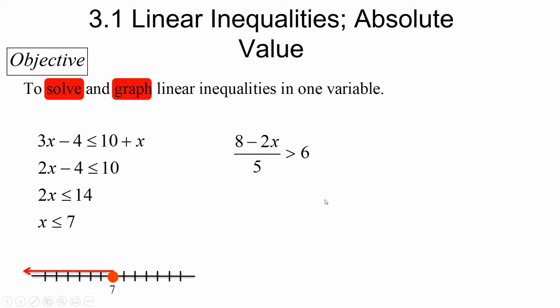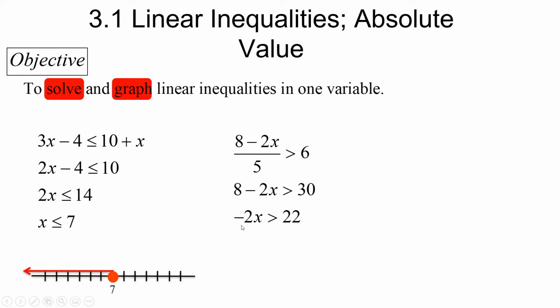Let's practice one more. So (8 minus 2x) divided by 5 is greater than 6. So first thing we would do is get rid of this divisor. So let's multiply both sides by 5. So 8 minus 2x is greater than 5 times 6, 30. Now, a couple routes you could go, but I want to keep this a negative to make a very important point. So I am going to subtract 8 from both sides to give us negative 2x is greater than 22.